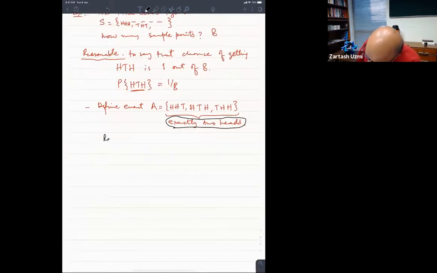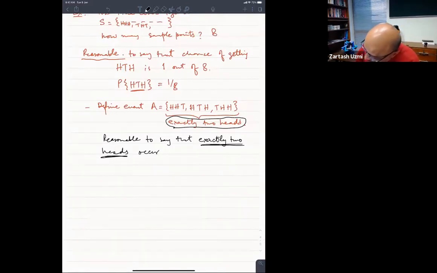It's also reasonable to say that exactly 2 heads occur. ये एक event है exactly 2 heads वाला. This event occurs, exactly 2 heads occur 3 out of 8 times. ठीक है? Everyone is okay with that?